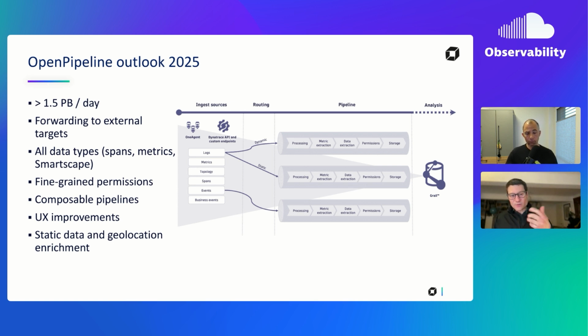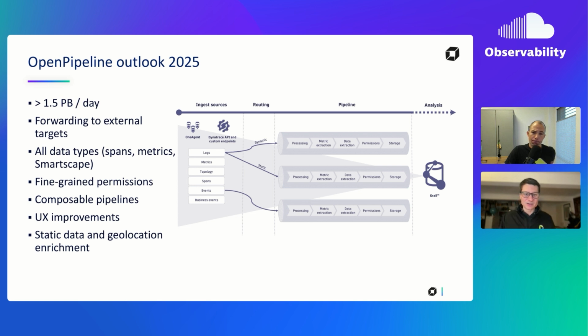Then very important for the scalability aspect of the management are the fine-grained permissions. So we plan for each pipeline to get its own permission, and also the ingest sources get their own permissions. Then the composable pipeline feature that I was talking about before. Several UX improvements. So preview, for example, you saw that we have a preview for a processor. We're going to offer preview for the full pipeline. That's cool. I think it's a really great feature.